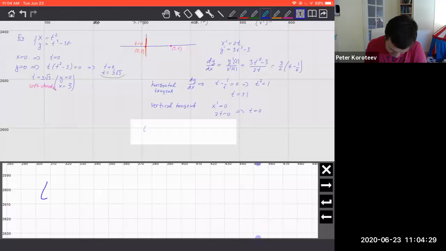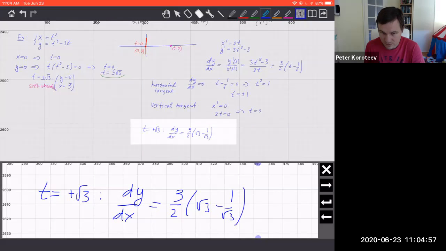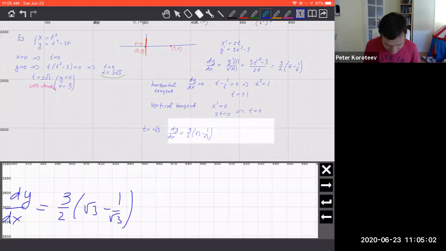Okay, so when t is equal to plus root 3, we have dy over dx equal to 3/2 root 3 minus 1 over root 3. We know that square root 3 is approximately 1.7. It's bigger than 1, right? So we're not going to evaluate this number. We just need to know that this is bigger than 0.